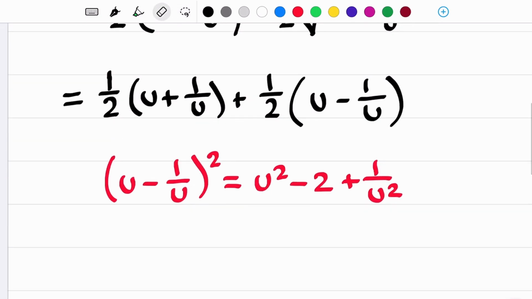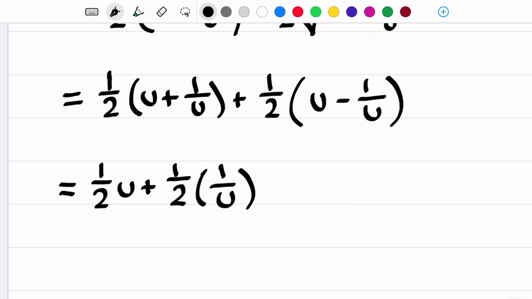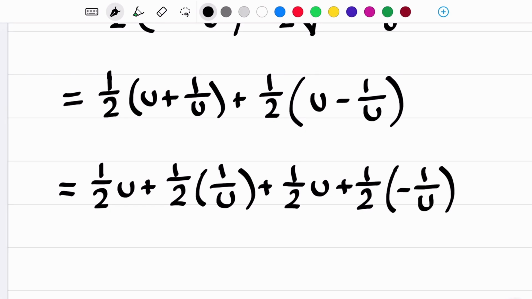And I'm actually going to erase this now, and we can do one final line of algebraic manipulation to get a final answer. So I'm going to expand all of these terms in here. 1/2 u plus 1/2 of 1 over u plus 1/2 u plus 1/2 of negative 1 over u. Well, I can bring the negative out front. And notice that these two terms cancel each other out.